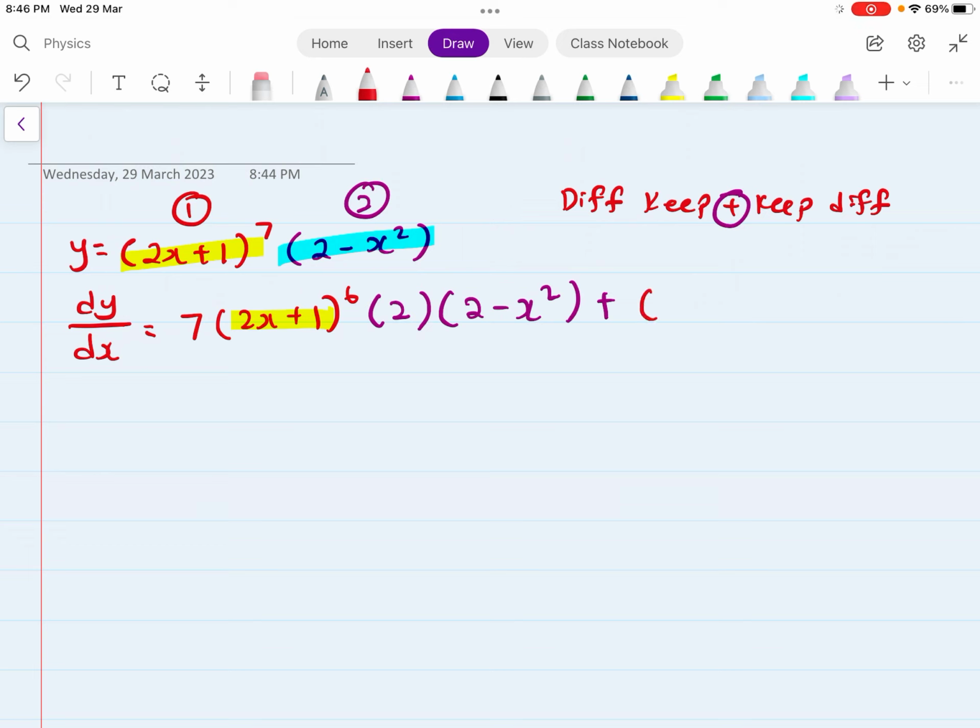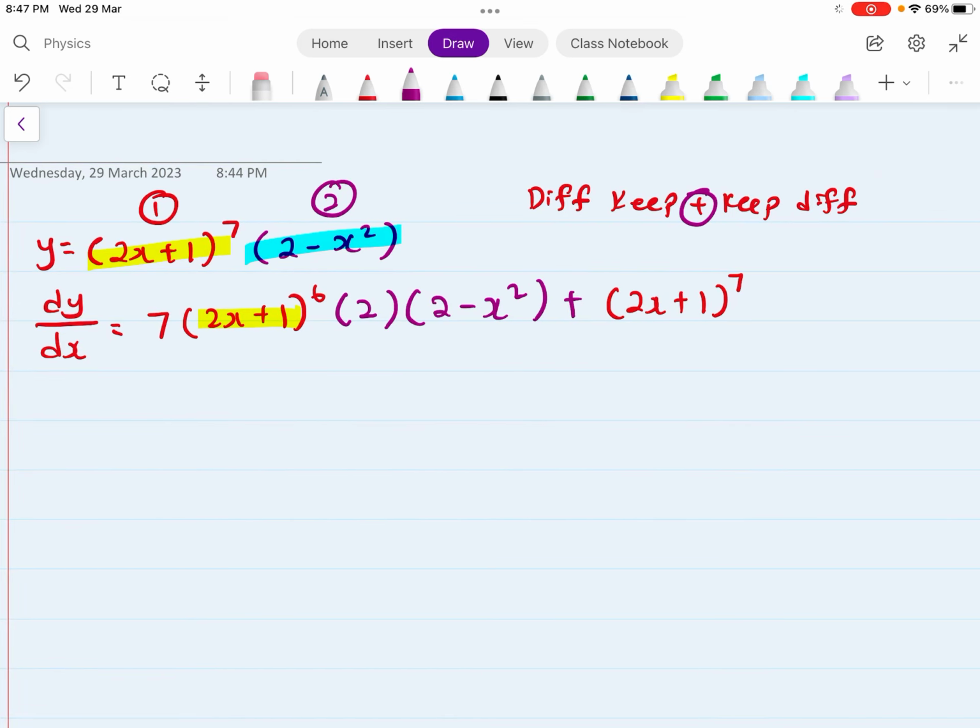Next part will be the (2x + 1)^7. So you keep this, then you differentiate the second term. When you differentiate the second term, you can actually do this. We know that this power 1, you bring down. Then after that, (2 - x^2), power 1 minus 1 is 0. We know that anything to the power 0 must be 1. So this whole thing will be gone.